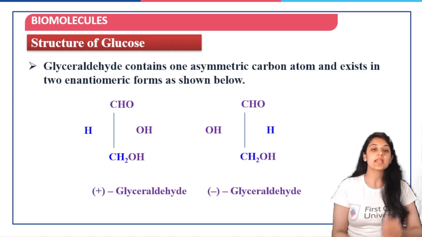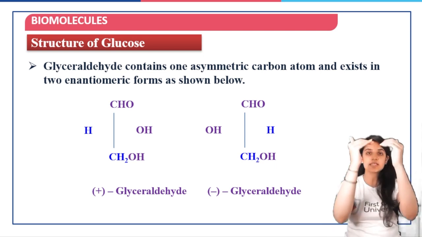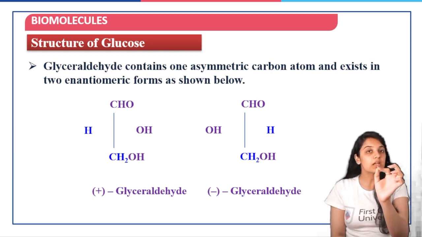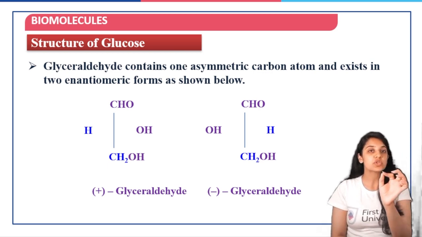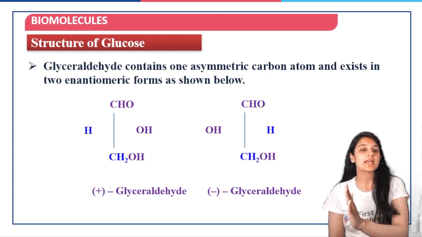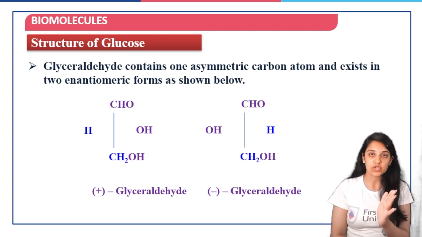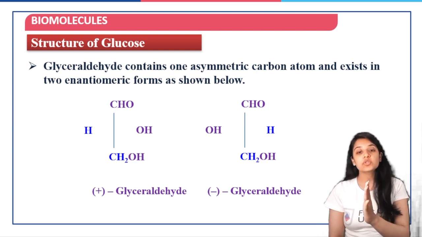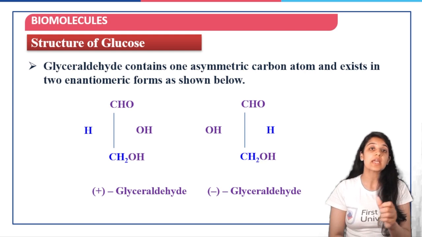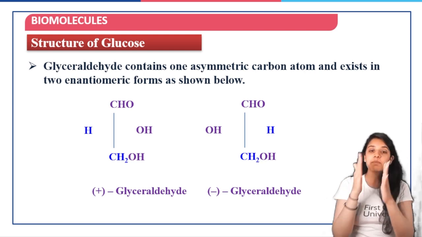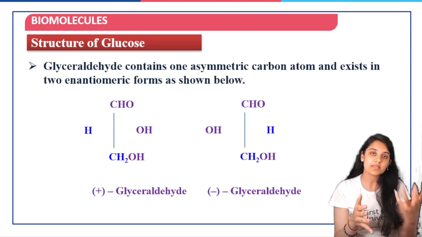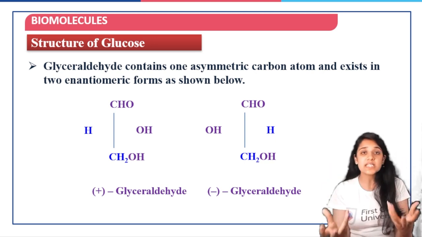So what is the structure of glyceraldehyde? CHO, CHOH, CH2OH. If you look at the middle carbon atom, that is actually asymmetric or chiral in nature. When we have OH present on the right hand side, it is going to be plus because it is dextrorotatory. And when we have OH present on the left hand side, it would be minus because it is levorotatory. Now, plus and minus for glyceraldehyde are the same as plus and minus for glucose. Okay, plus means dextro, minus means laevo.